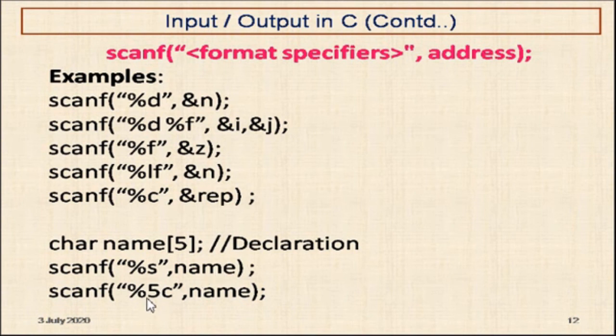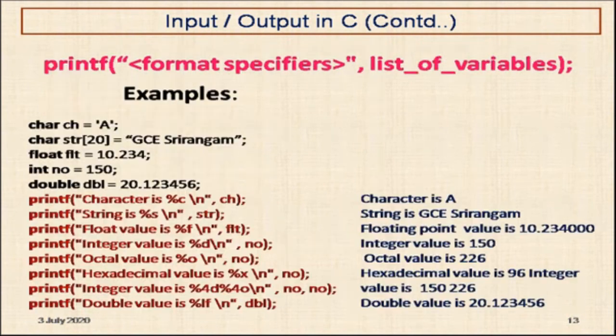Here also I have specified %5c, so it's a group of characters, a string. Here also we should not give the ampersand. Automatically the address will be provided in both these cases. That is a point to be noted. Similarly, we can try for the other format specifiers.